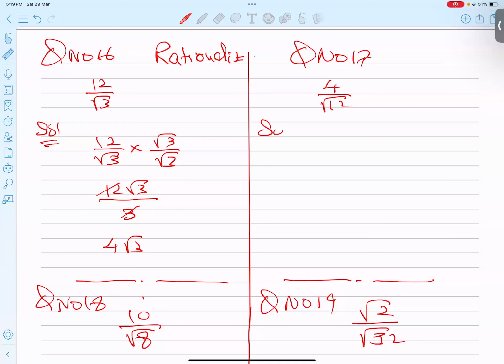Yes, students, so how to start this one now? We have been given this, so what I will do, I will rationalize, but no conjugate, simply multiply up and down. So I got 4 root 12 in the numerator, root 12 into root 12. If I multiply them, I get 12 only. But now 4 1s are 4, 4 3s are 12. So I got root 12 by 3.